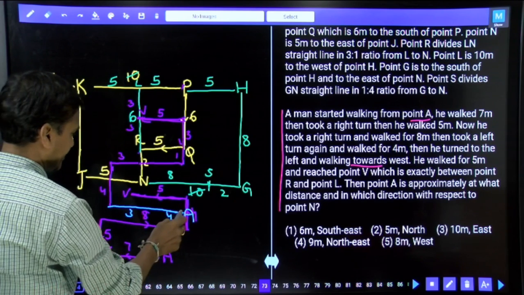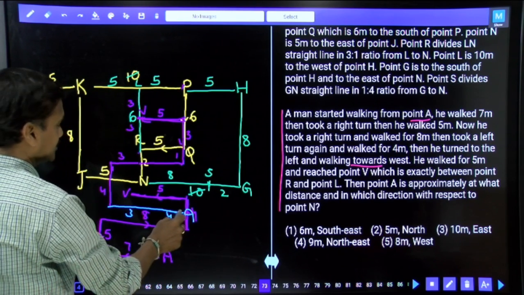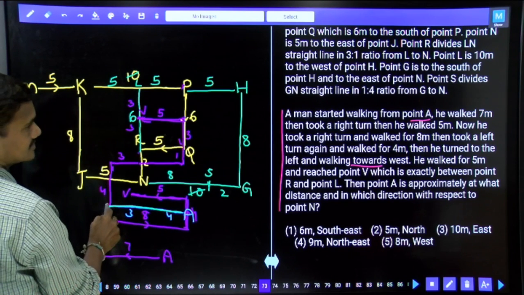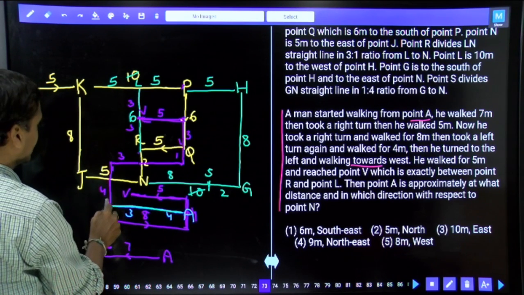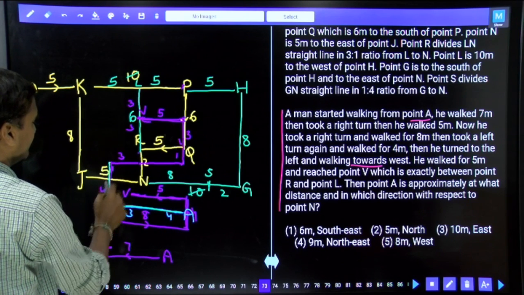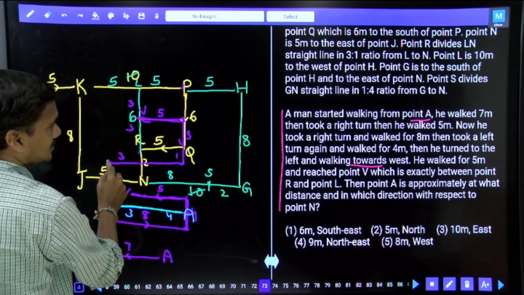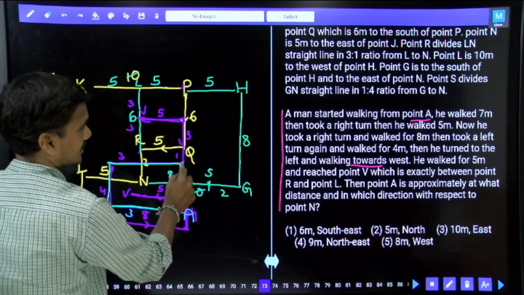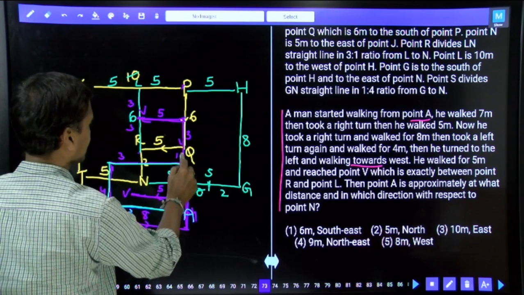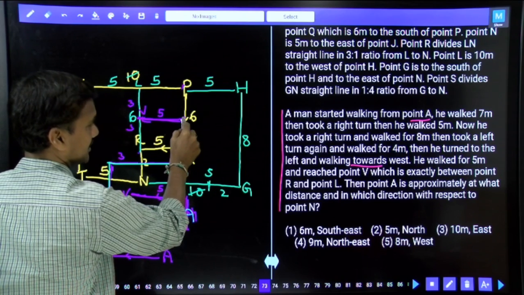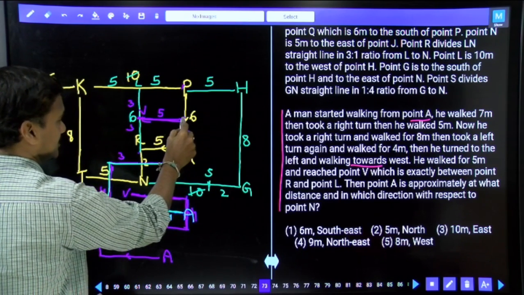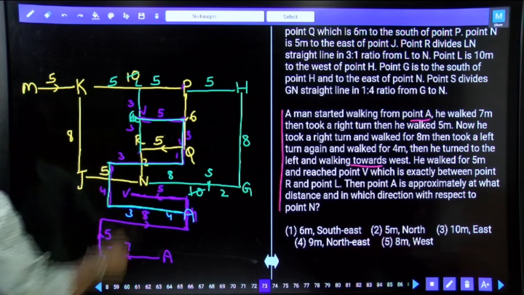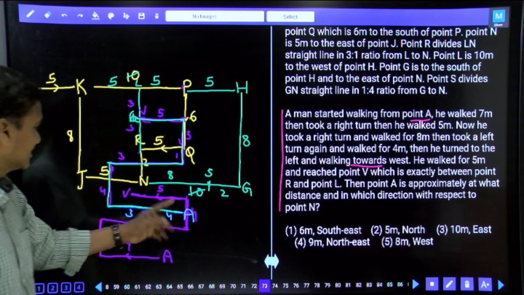Now where is the final point we have? Now the final point is A, isn't it? A man started walking from point A like this. What is the distance? 7 meters. Then he took a right turn and he walked for 5 meters. This is 5. 4 plus 1, 5. Then he took a right turn and walked for 8 meters. This is 3 plus 5, 8. Then he took a left turn and walked for 4 meters. 1 plus 3, 4. Then he turned to the left and walking towards west. He walked for 5 meters and reached point V. V is exactly between L and N. Hence A is at this place.